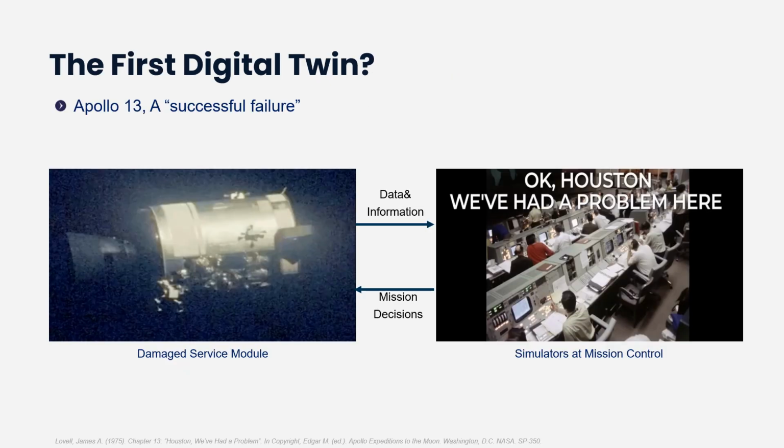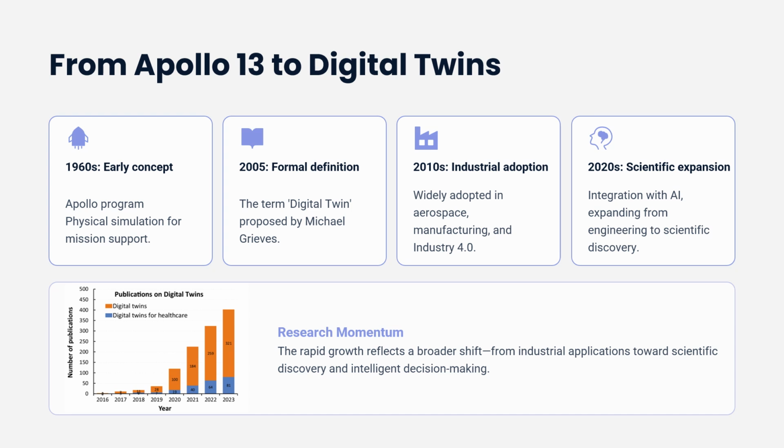How do you diagnose a failing system 200,000 miles away? Apollo 13 faced that challenge in 1970. Engineers recreated the spacecraft on Earth using telemetry data and models. Candidate solutions were tested before any decision was sent back to the mission. The term digital twin did not exist. The underlying idea already did. Digital twins first emerged in aerospace. They later expanded into manufacturing and many other domains.